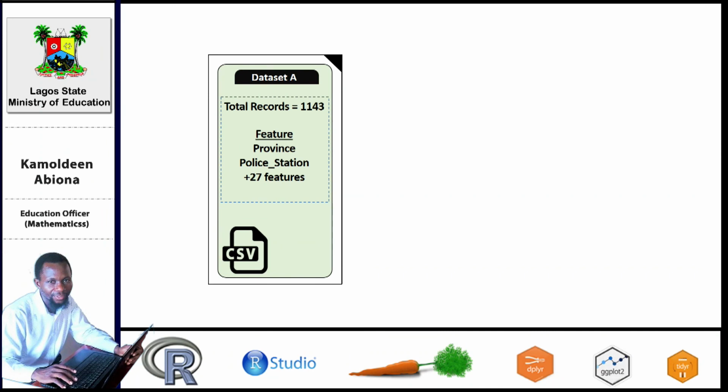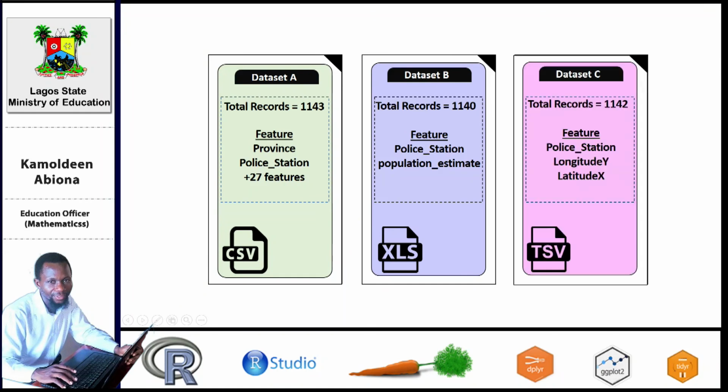Now we want to see how we can merge all the datasets together. We have dataset A, dataset B, dataset C, and we realize that they have different numbers of records. For dataset A, we have 1,143, B is 1,140, and C is 1,142. We also realize that we have some features common to them, specifically the police station. You can see it's common to them.